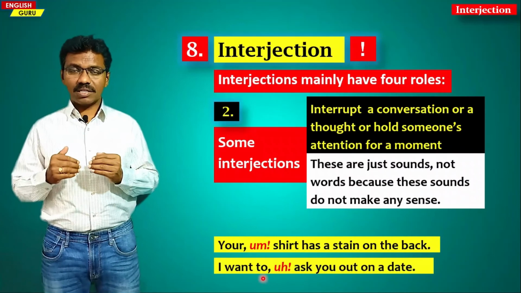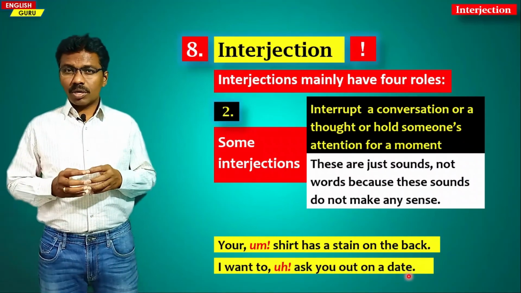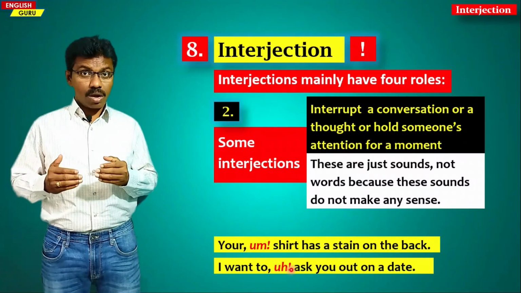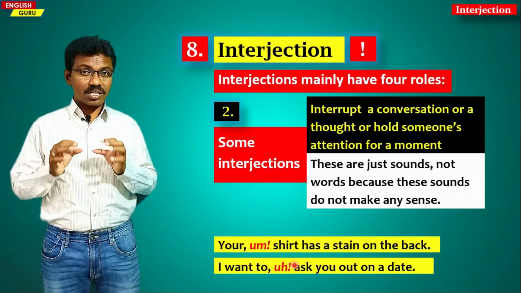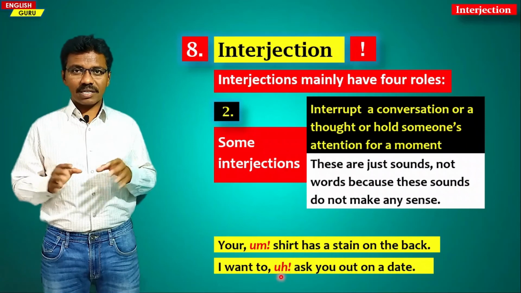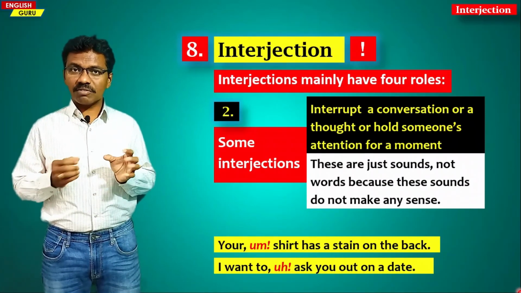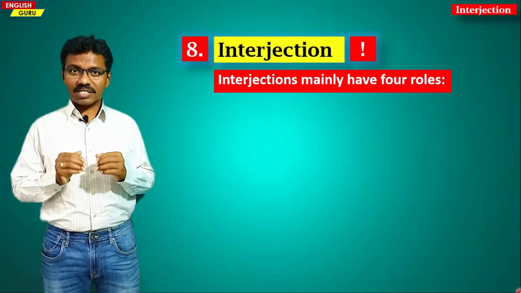In a similar manner, in the second sentence, "Um, I want to ask you out on a date." This particular sound is a sound, not exactly a word. It has no meaning, but it is connected with emotional feeling here. So this one is an interjection.